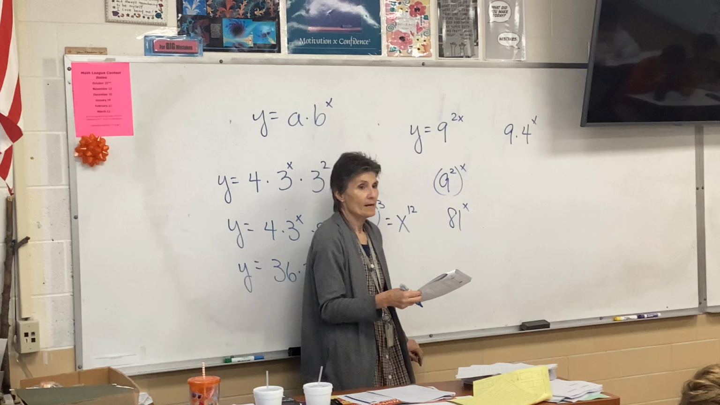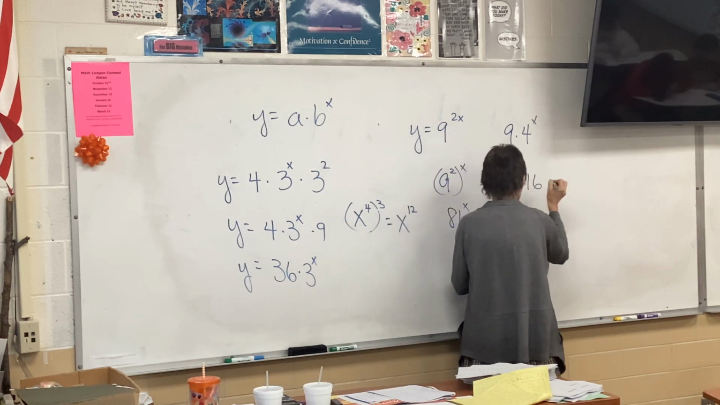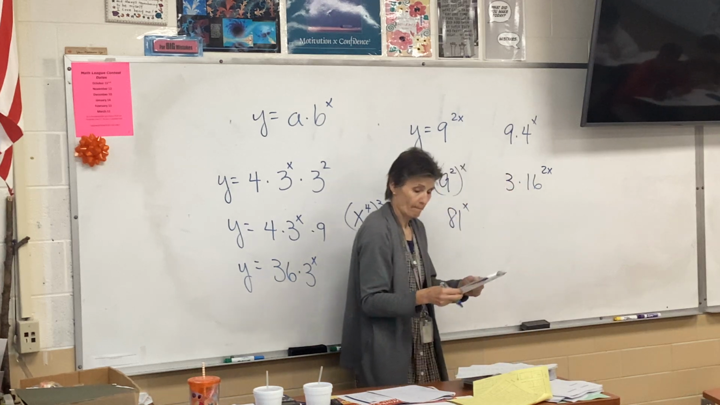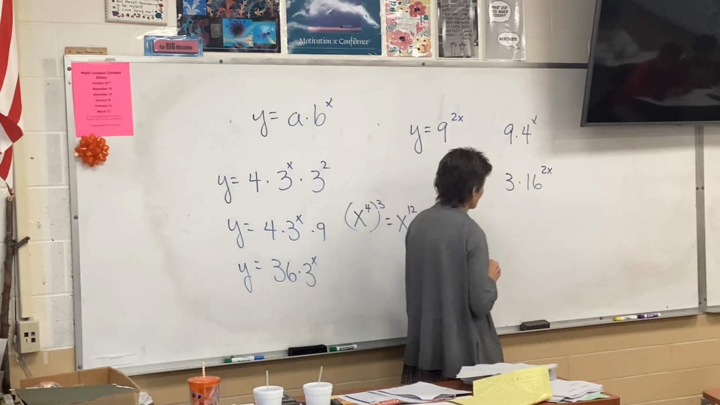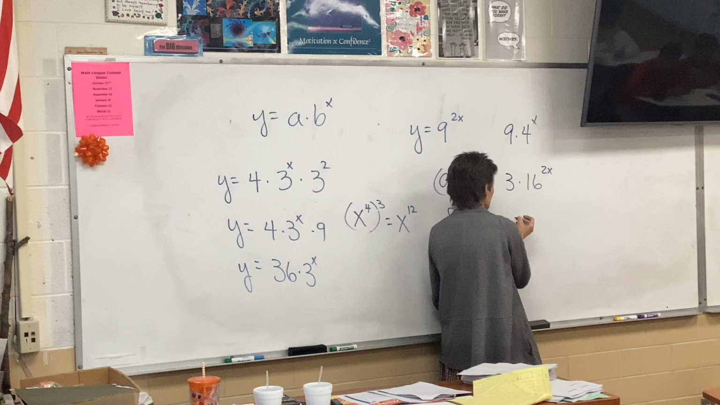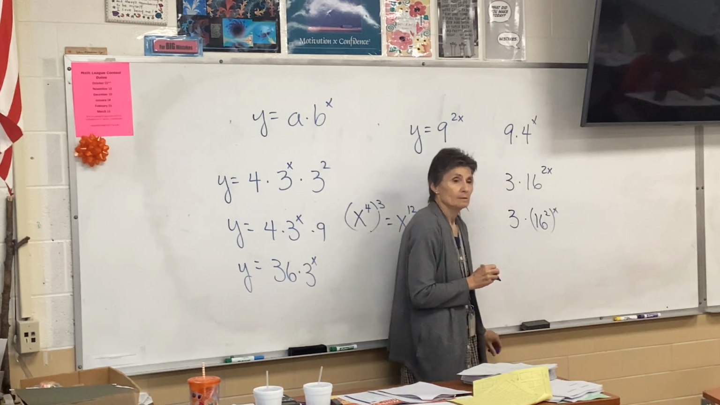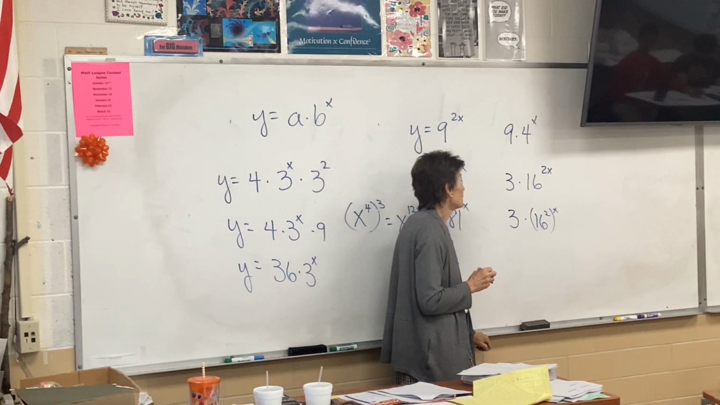Anybody have a thought on that? What do you think, Helen? I think it's B. Helen thinks it's B. 3 times 16 to the 2x, that one right there? Yeah. Now, that would be 3 times 16 squared to the x. So that's not right. No, I don't think that's right.